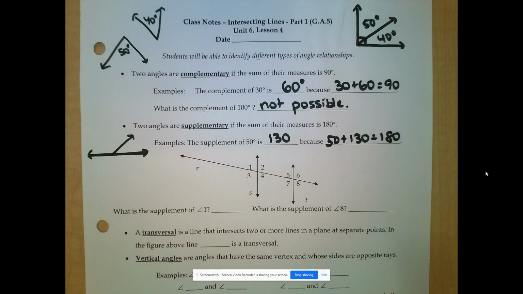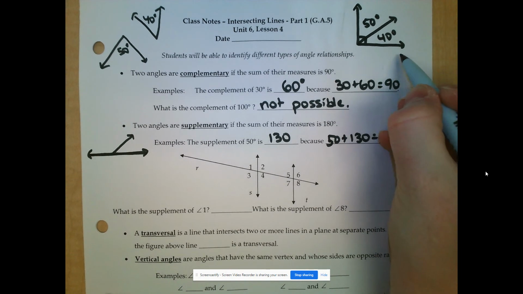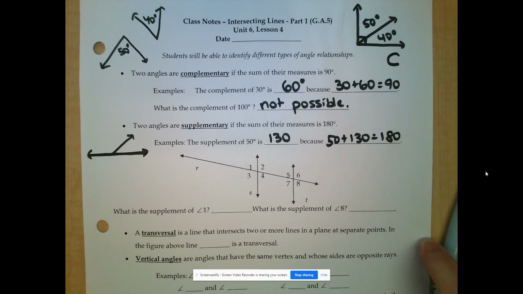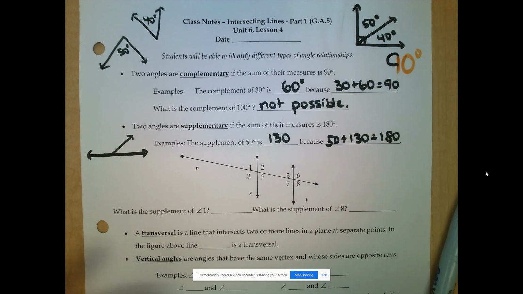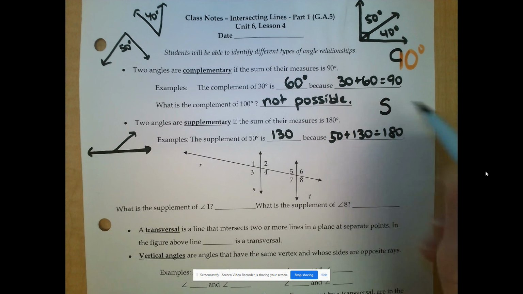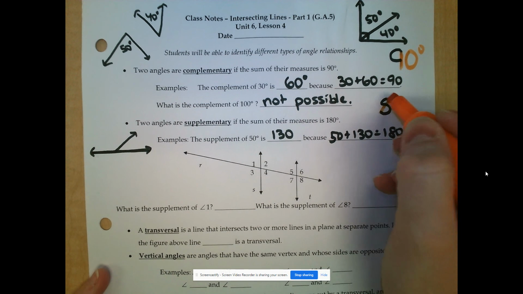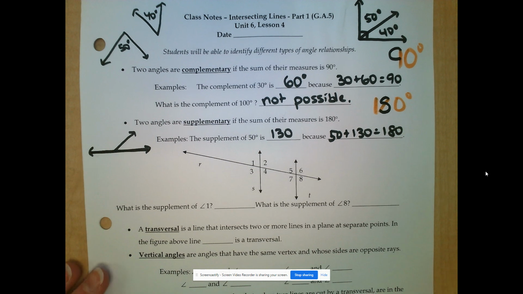Now, some people say they have a hard time remembering these. So in order to remember them, what you will often see is the C in complementary makes up the 9 in 90 degrees. Or you might see that the S in supplementary makes up the 8 in 180 degrees. And those are just meant to be mnemonic devices, ways to help remember.